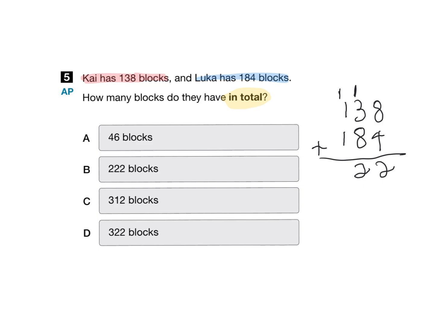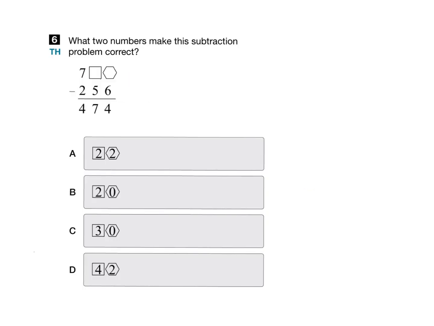Good. So then you can go 1, 2, 3. So the answer is 3, 1 plus 1 plus 1. Good. 322. Wow. Do you see that answer anywhere in the multiple choice? Right here. Excellent. So the answer is D. Very well done. Okay, this is our last question for number sense.